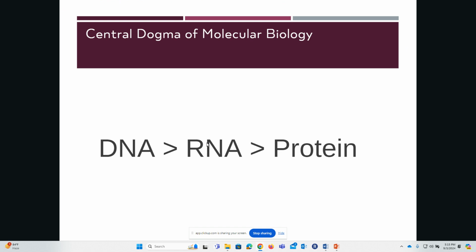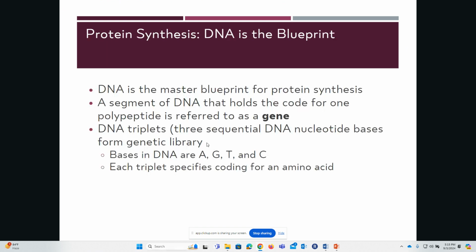DNA is also stuck in the nucleus, and we need RNA, which can go to the nucleus and the cytoplasm, to get the instructions to a ribosome so we can make a protein. Protein synthesis uses DNA as the blueprint, but not all of DNA. While it's the master blueprint, we use just parts of DNA, which is a gene. And we actually read DNA bases in threes, which is called a DNA triplet, and this helps us discern or read the genetic library.